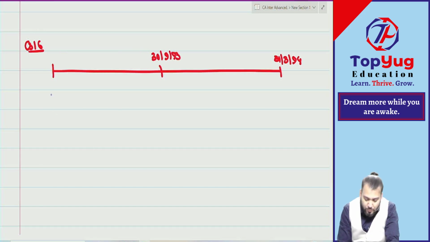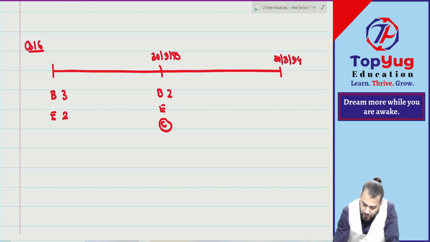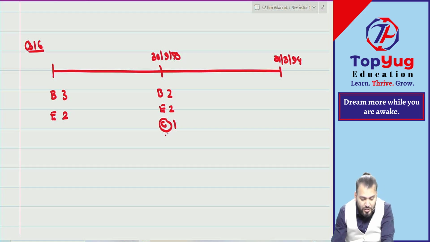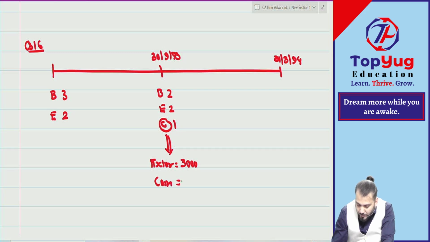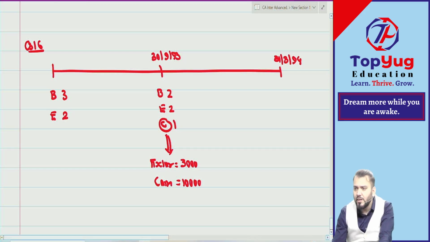Tell me, initially who are the partners? What was the ratio? Then who joined? See, what is the ratio? Correct. Tell me, what is given then? C brought what? Fixture, how much? Cash, how much? You need to also write it down, yes.